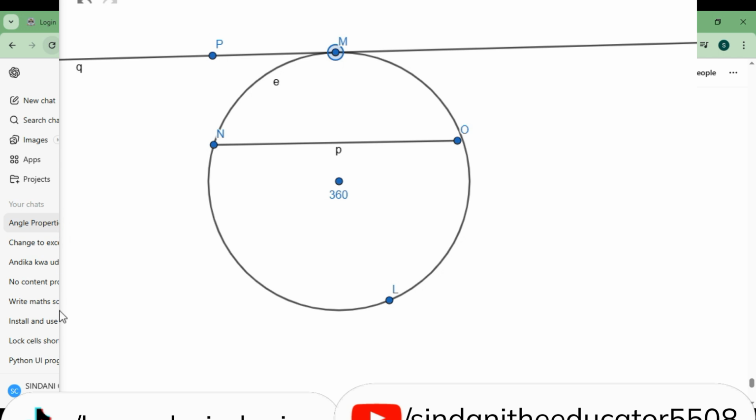A tangent to a circle is always perpendicular to the radius at the point of contact. The angle formed here is always 90 degrees.